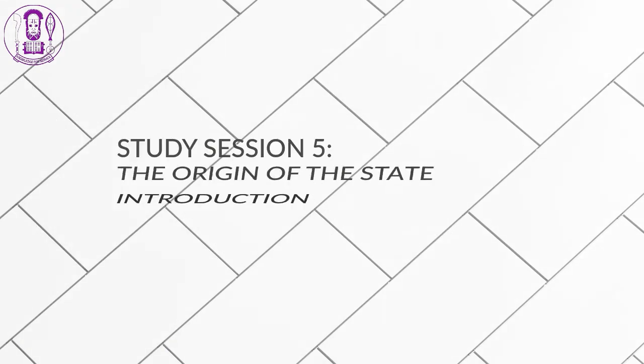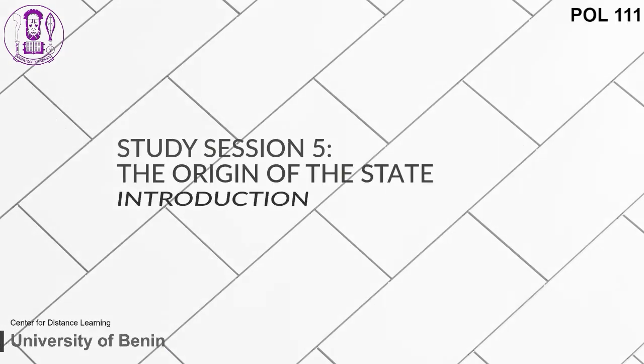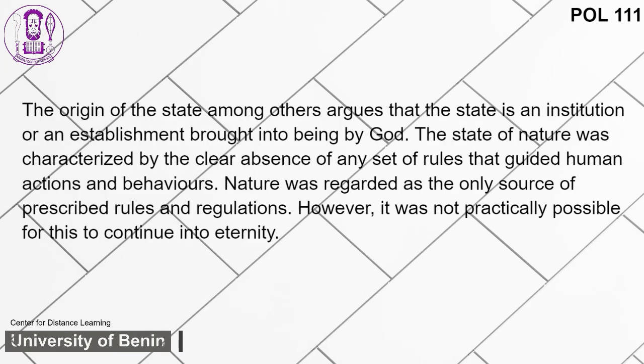Study Session 5. The Origin of the State. Introduction. The origin of the state, among others, argues that the state is an institution or an establishment brought into being by God. The state of nature was characterized by the clear absence of any set of rules that guided human actions and behaviors. Nature was regarded as the only source of prescribed rules and regulations. However, it was not practically possible for this to continue into eternity.